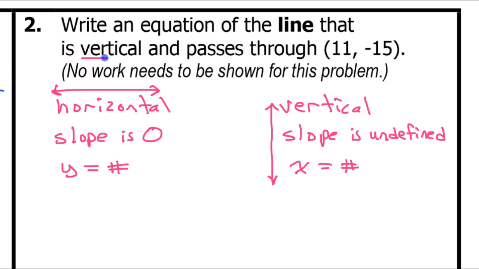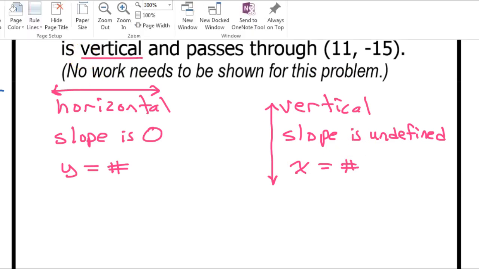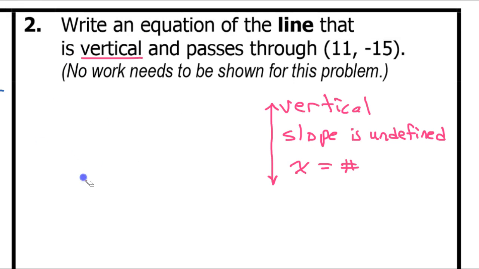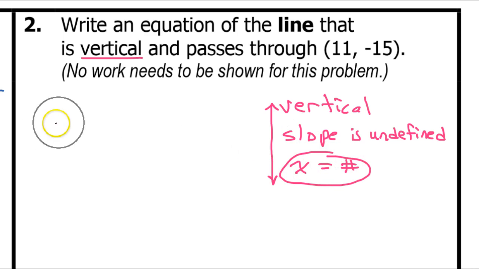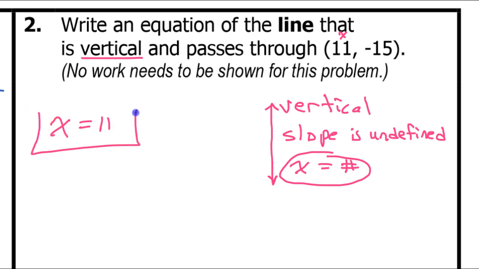In this case, it says vertical. So that means I can erase all this. That means this is the information that I know. For this particular problem, I'm just supposed to be writing an equation. So I can just use this fact right here. A vertical line always has the equation x equals something. X equals what number? Well, look, this is the x value right here. So I guess x equals 11. And that's it. That's the answer. Okay, if it had been a horizontal line, I would have said y equals negative 15.